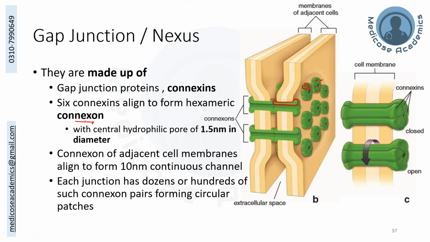That has a variable diameter depending upon the exact nature of the gap junction. This connexon has a corresponding tube on the opposite cell, and they align with one another to form a whole channel between two cells. So there is a pair of connexons joining the two cells, and then there are hundreds of connexons aggregated together, and this whole aggregation of multiple connexon pairs is known as a gap junction or nexus. This circular patch is called a gap junction.